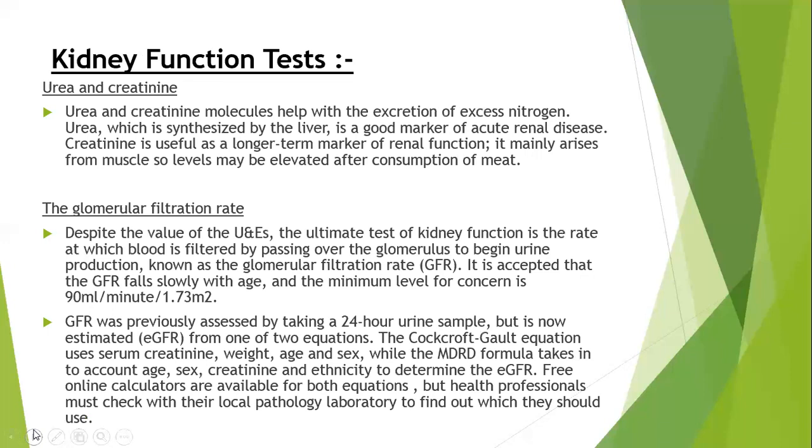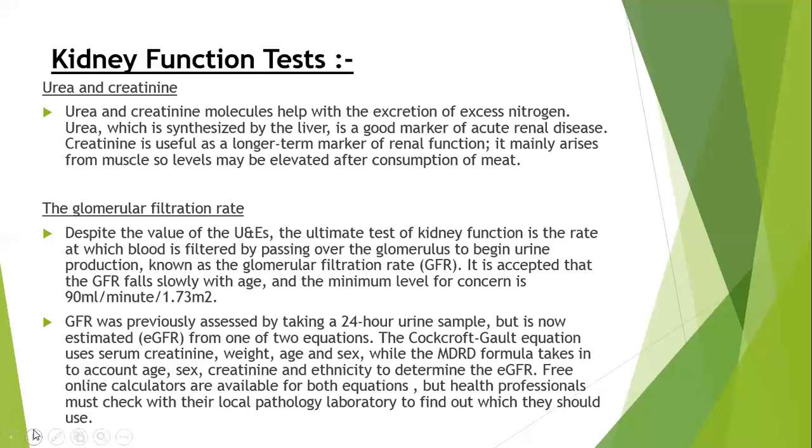Now we'll come to the tests. We'll be discussing clinical biochemistry, blood tests, and also imaging. So let's come to the blood test first. Number one is urea and creatinine. These are basically the diagnostic tests we're talking about. Urea and creatinine tend to increase in the blood due to inadequate excretion in impaired kidney function. It's a longer-term marker of renal function. Creatinine mainly arises from muscle tissue, and levels may be elevated after consumption of meat. Meat is a very creatinine-rich food and also has a good amount of methionine and sulfur.